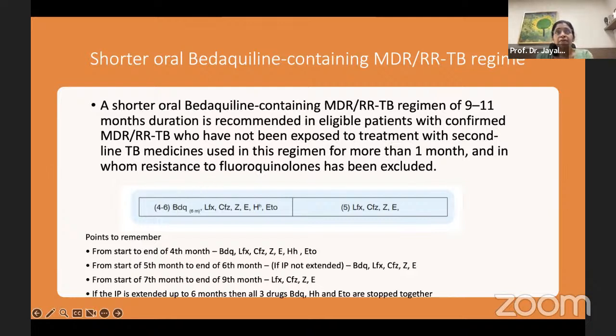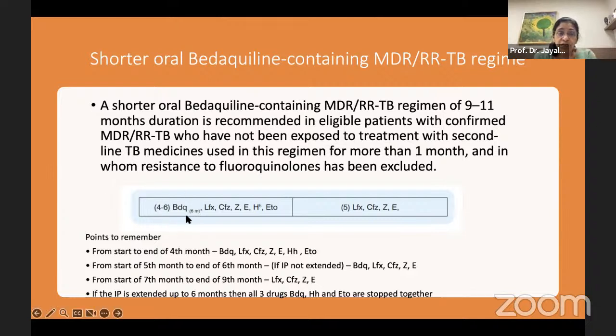So as I said, there are 3 new drugs, bedaquiline, pretomanid, and delamanid, which are available for the treatment of MDR tuberculosis, and these have even been proposed to reduce the duration of MDR TB treatment.